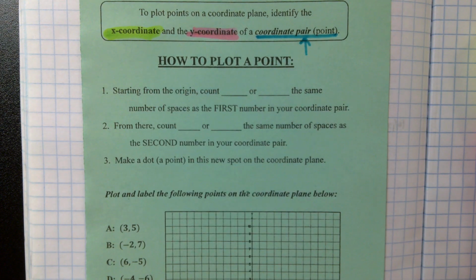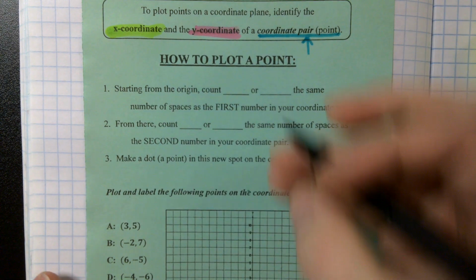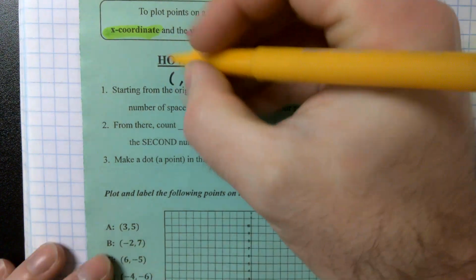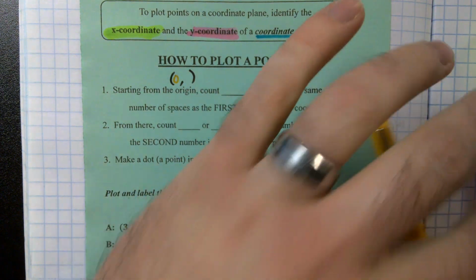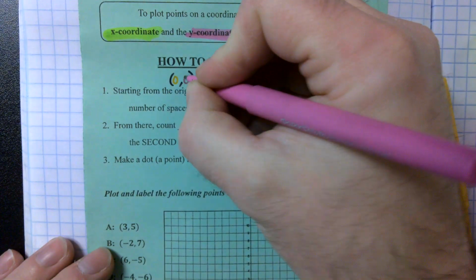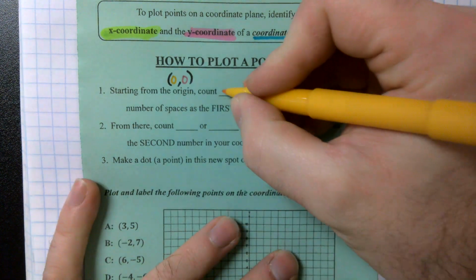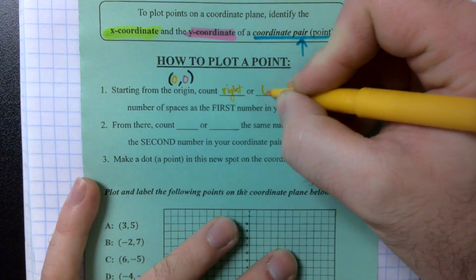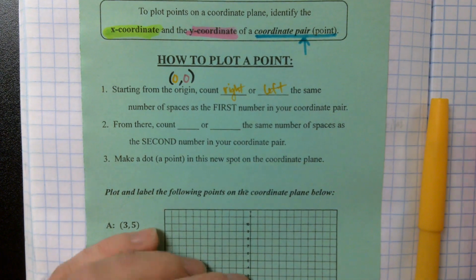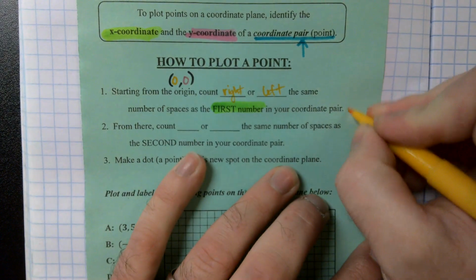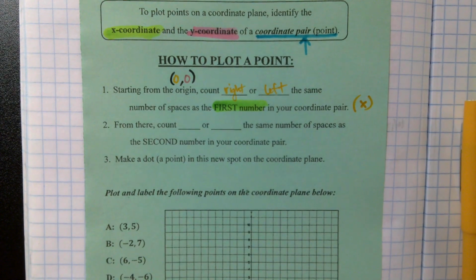Here's how we're going to do this. Again, this might be over explanation for some of us. That's fine. Some of us actually need it. We're going to start from the origin. What are the x and y coordinates of the origin? 0, 0. So we're going to start from the origin. And we're going to count right or left the same number of spaces as the first number in your coordinate pair, which, as we already know, is my x coordinate.